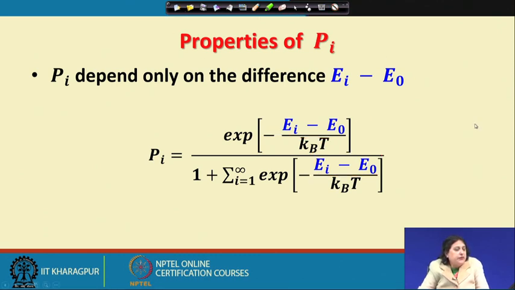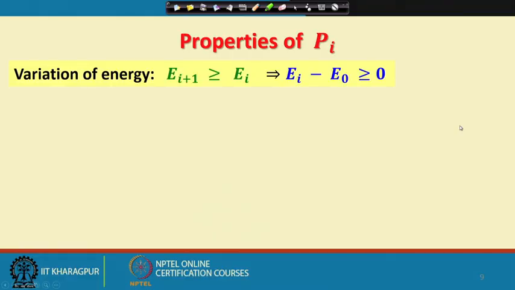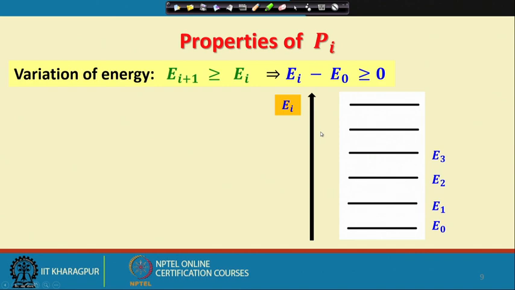Now, if I go a little further and try to understand the consequence of this, we understand that in general, from the solution of the Schrodinger equation for simple systems, we always find that E_{i+1} is greater than or equal to E_i, assuming that i is the quantum number that we are talking about, and this would imply that E_i minus E_0 will always be greater than or equal to 0. So, this typically is the way we assign the energy states. The lowest energy state E_0, that is the zero of the energy, and as I go from E_0 to E_1, E_2, E_3 and so on and so forth, the energy value E_i increases.